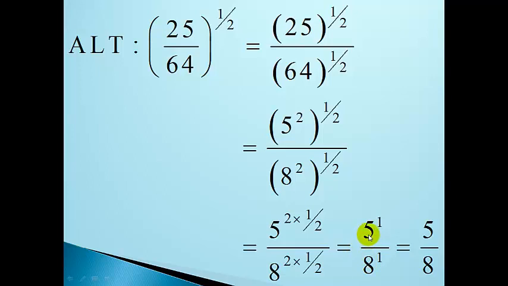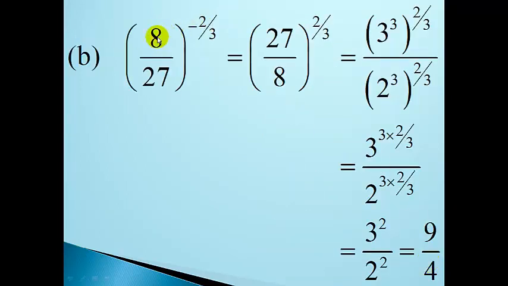And therefore we have 5 raised to the power 1 divided by 8 raised to the power 1. 5 raised to the power 1 is equal to 5, and 8 raised to the power 1 is equal to 8. And so the answer to 25 over 64 raised to the power half is equal to 5 over 8, which is the same answer as we had when we used the alternative number 1.